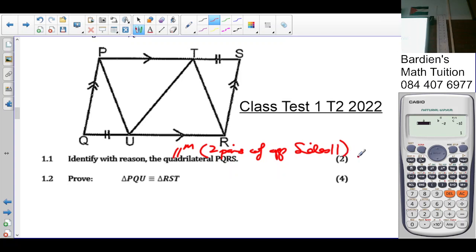Okay. Then the question says prove that triangle PQU is congruent to triangle RST. So what can we say? Since this is a parallelogram, that length is equal to that length, not so? That angle is equal to that angle there, and that was given equal. Can you see that? So that will be the case of side angle side. But how do we state this out?